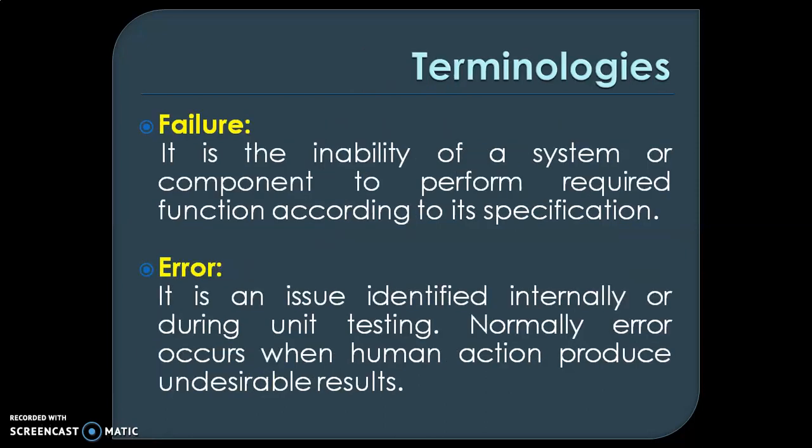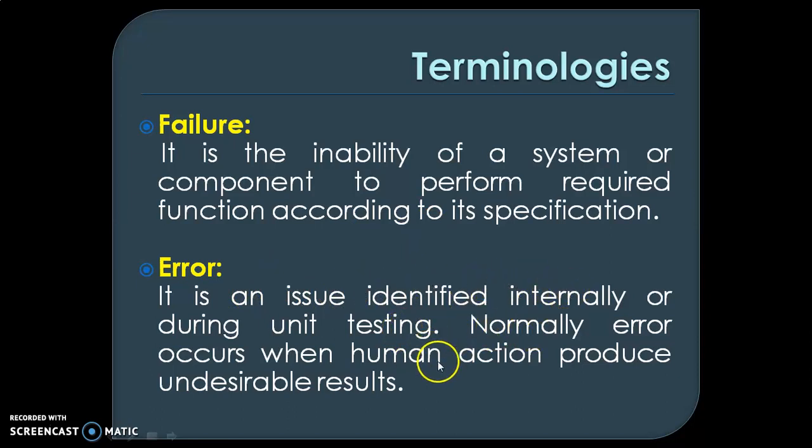Terminologies used in software testing. The first terminology is failure. As you know, you say the system is not opening, that is a failure. Second is error. So what is the meaning of this? First we see failure. It is the inability of a system or component to perform a required function according to its specification. It means it is not performing the functions according to the specification or requirement, then it is a failure of the system. Error is an issue identified internally or during unit testing.